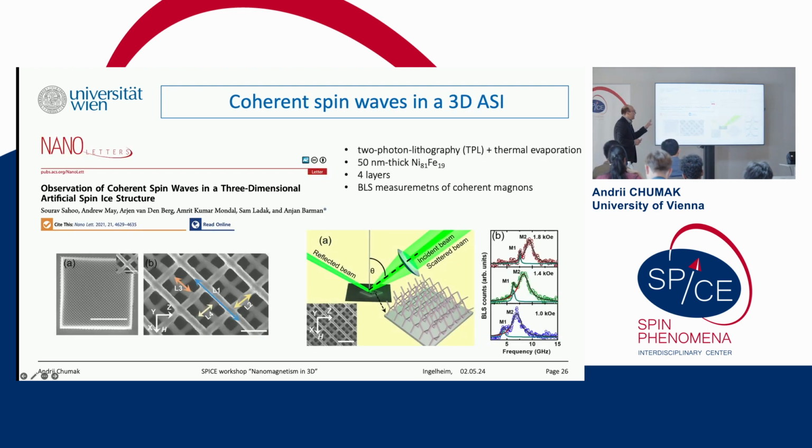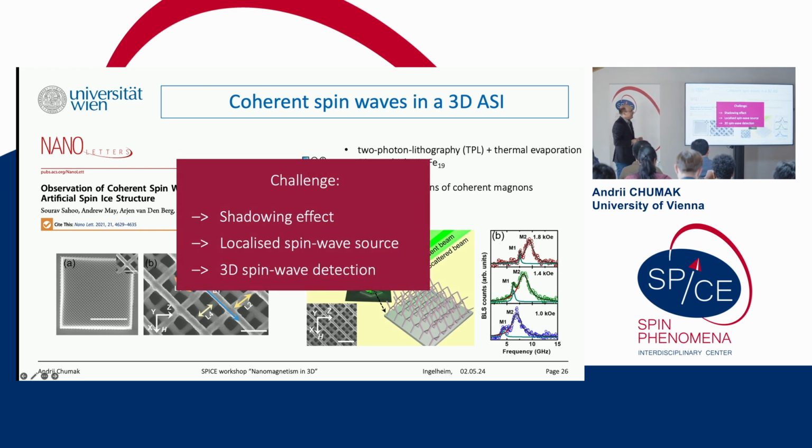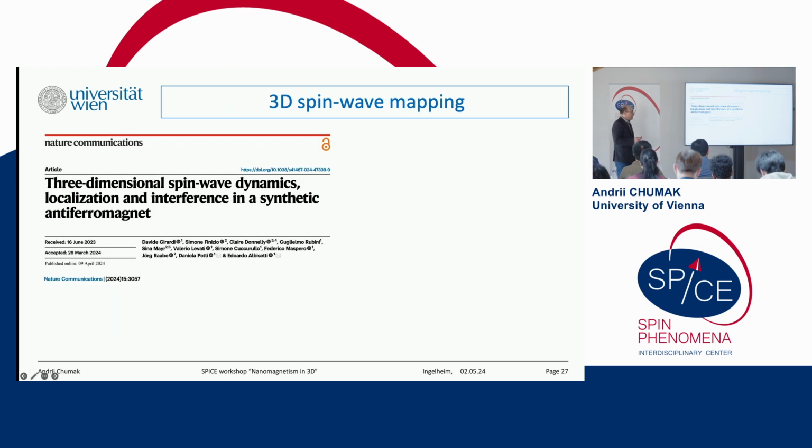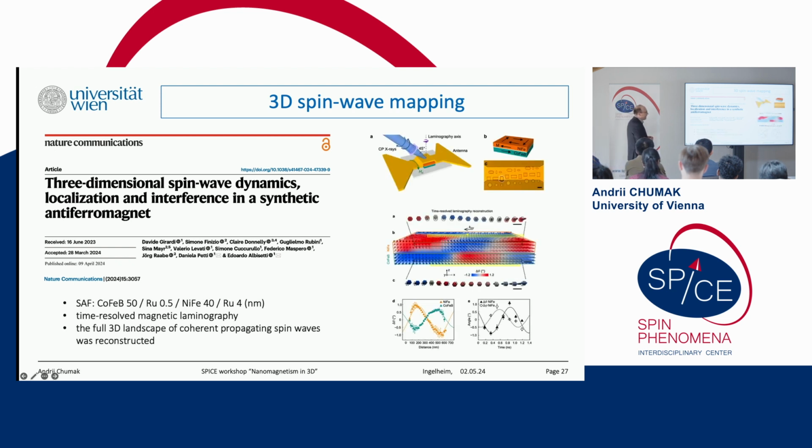Good. Next, it brings us to the following challenges. We need to keep in mind the shadowing effect, and we need to search for localized spin wave sources, and we need 3D spin wave detection. And here, as Claire has explained, there is a paper published the 9th of April. I think this is a breakthrough for our field, for magnonics, because they reported on 3D detection, 3D mapping of spin waves in synthetic antiferromagnets. So it's permalloy, cobalt, iron, boron.